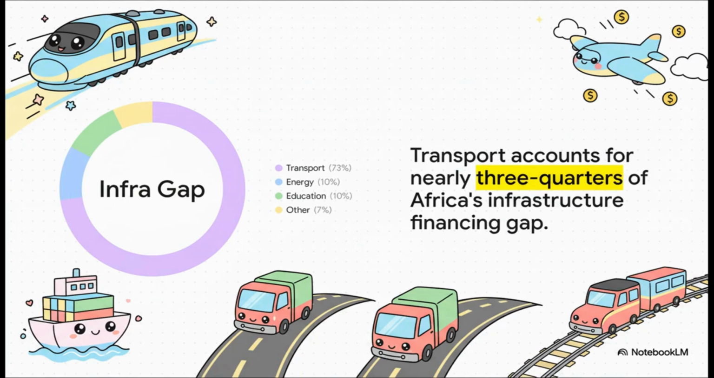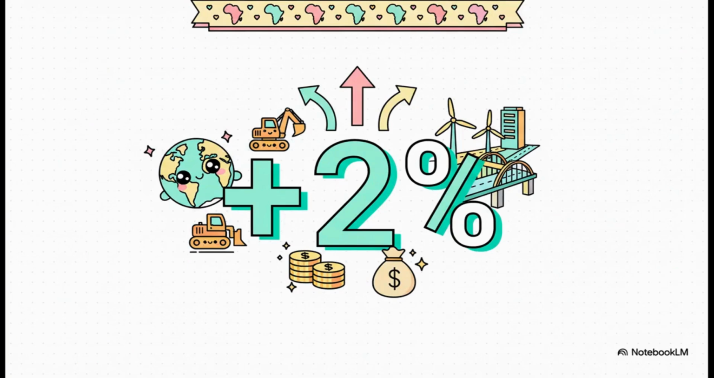And that funding challenge? It leads directly to a massive infrastructure gap. Just look at this. Transport alone makes up nearly 3/4 of that gap. It's incredibly hard to boost trade and grow your economy if you don't have modern roads, ports, and railways. But here's the crucial part, the massive opportunity that drives this quest for capital. The African Development Bank estimates that closing this gap could boost the continent's GDP growth by a full 2% every single year. The challenge is huge, yes, but the potential payoff is absolutely transformative.